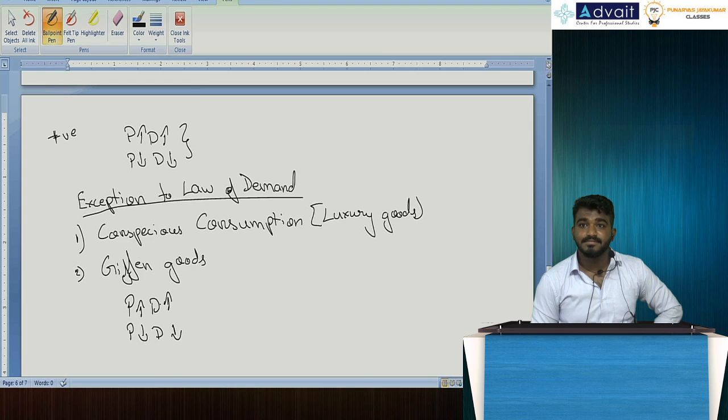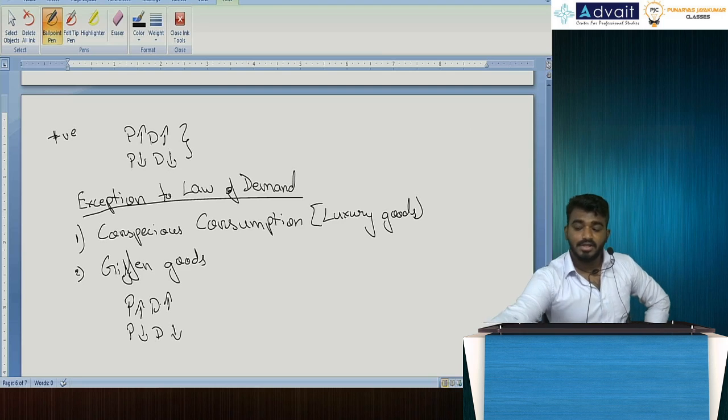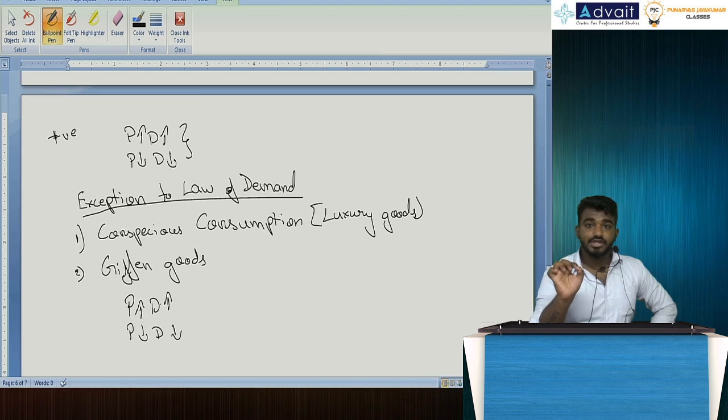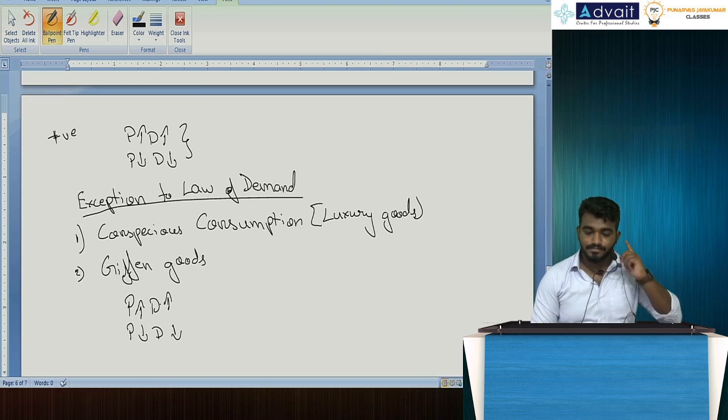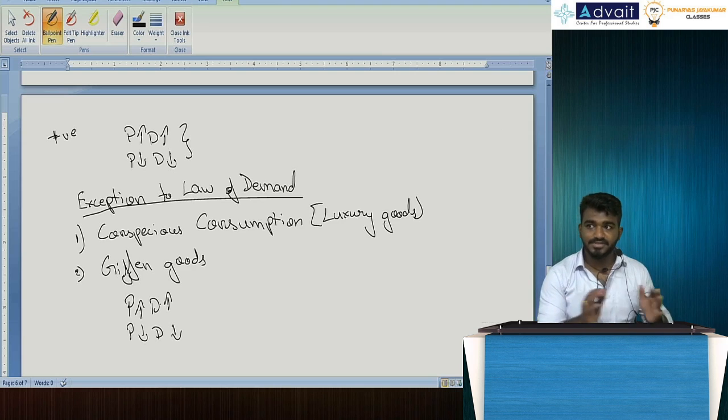The customer spends a major part of his income, and in the case of a Giffen good, whenever the price increases, demand for an inferior good will also increase. Sir, whenever the price decreases, demand for an inferior good will also decrease. Sir, this is with relation to price. Did you people understand with relation to price?